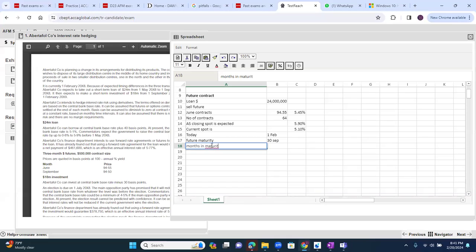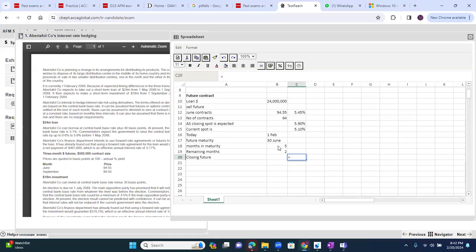Months in maturity. So count. This is the June contract, 30th June. It's 5 months from Feb. And remaining months? We are borrowing on 1st May, so remaining months are 2. 2 months, yeah. Let's calculate the closing future.